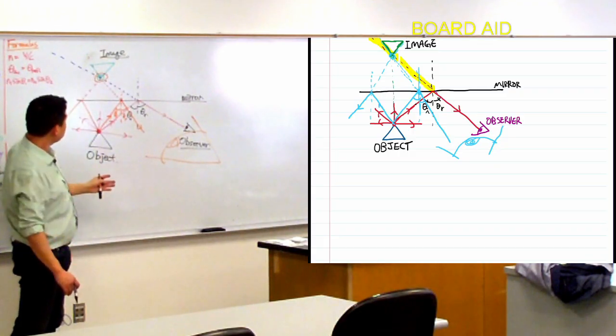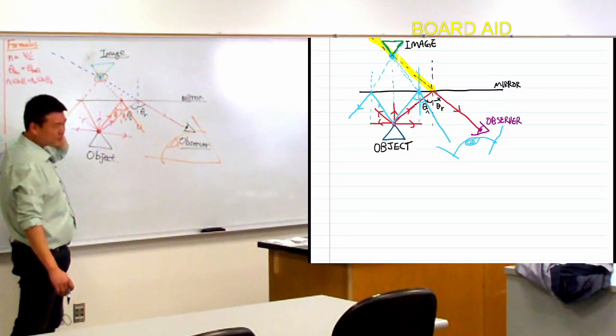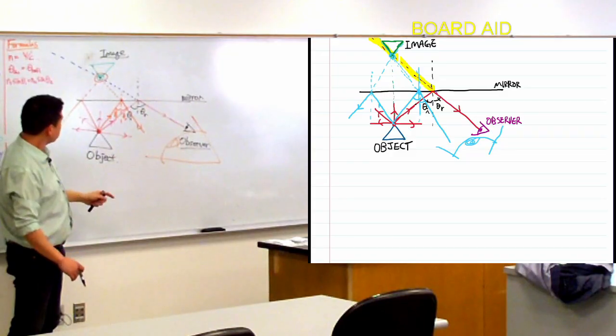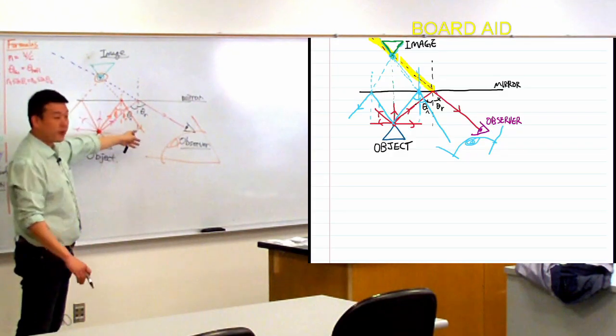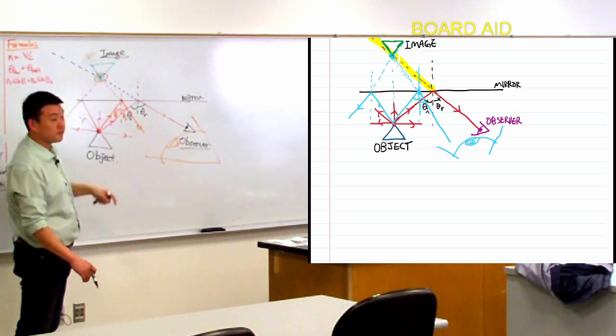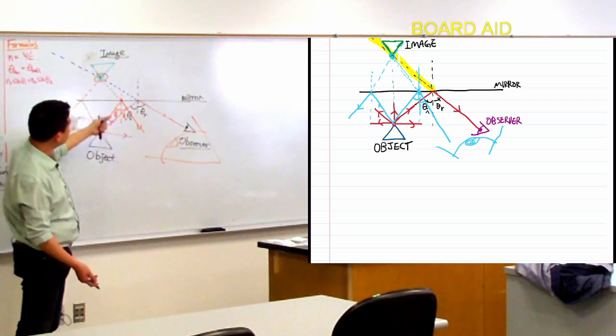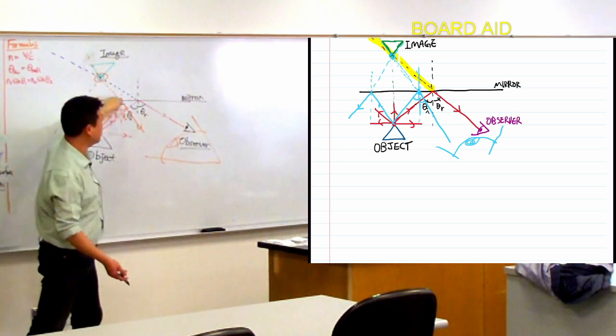Yeah. So, does that answer your question, Javier? Yeah. So you can do it for any of the infinite rays, and if you drew it correctly, you'll find that they all appear to be coming from this single point. That's how we locate the image formed by a plane mirror.